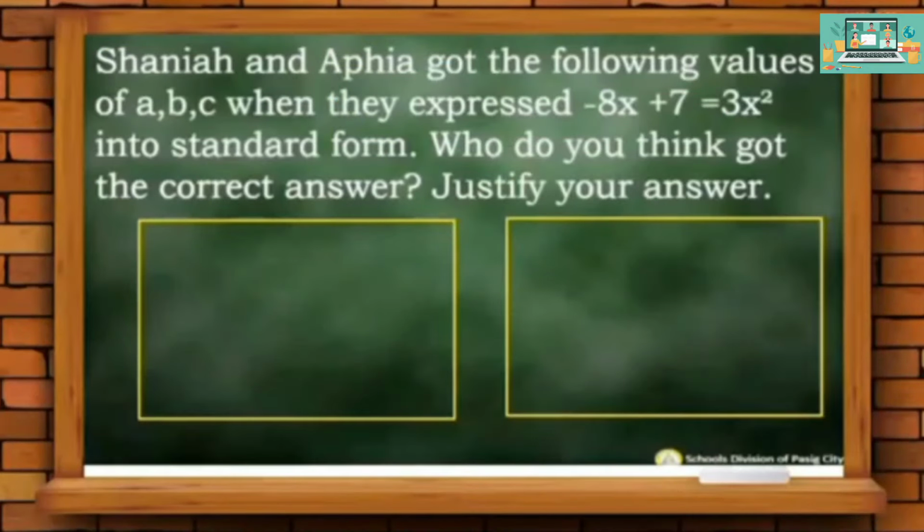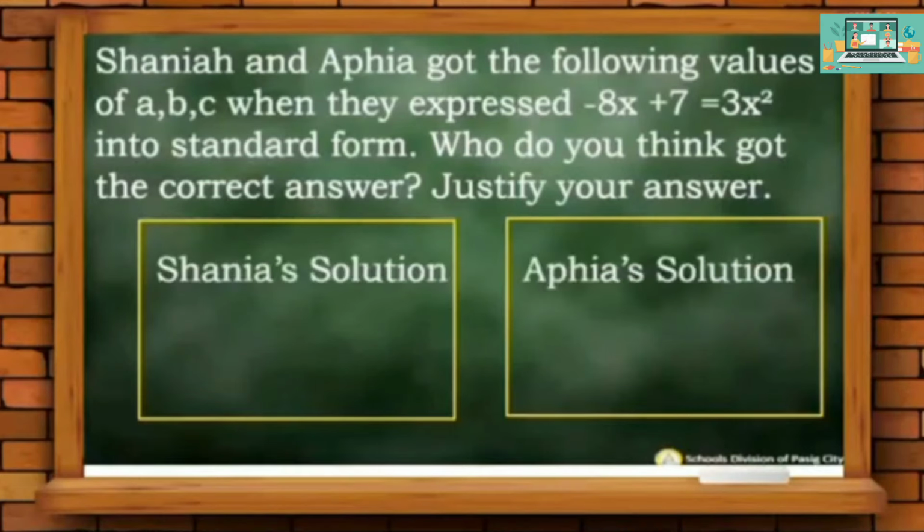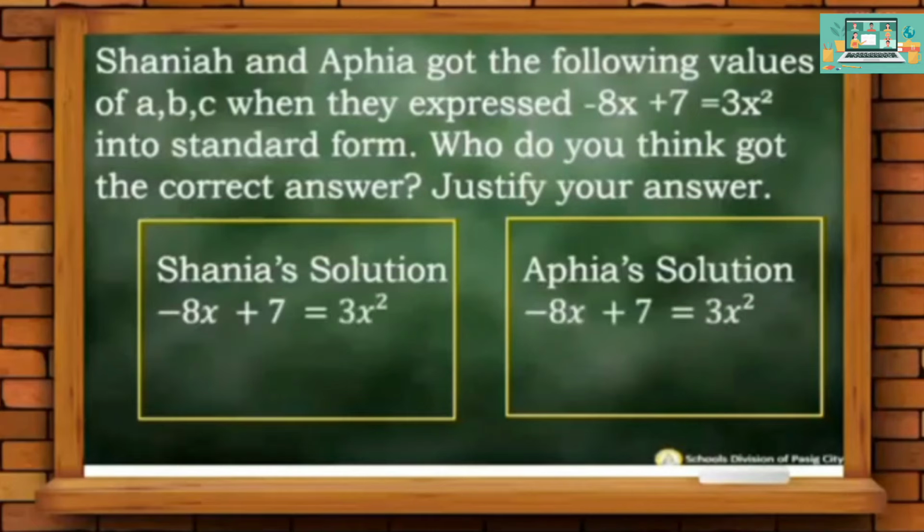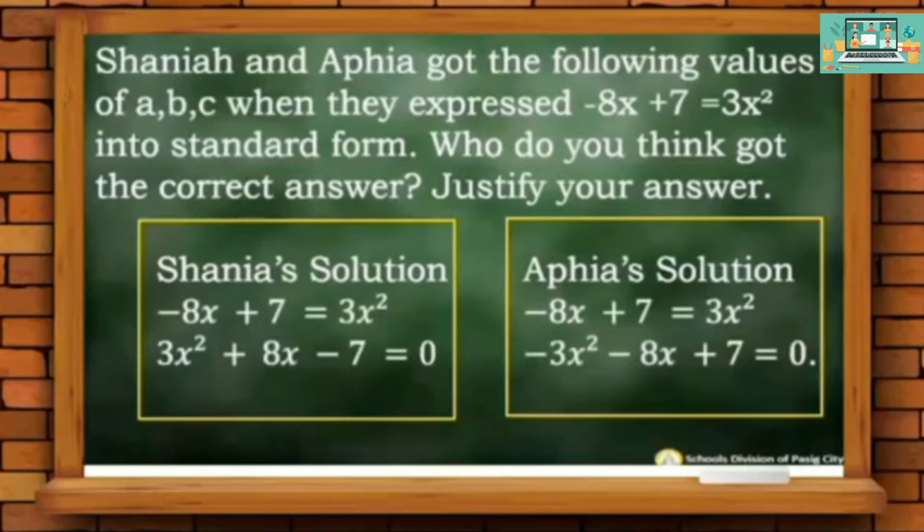Shania and Afia got the following values of a, b, and c when they express negative 8x plus 7 equals 3x squared into its standard form. Who do you think got the correct answer? Explain and justify your answer.